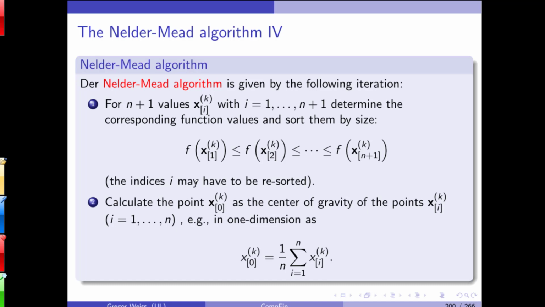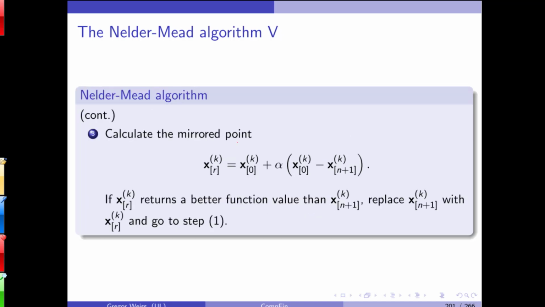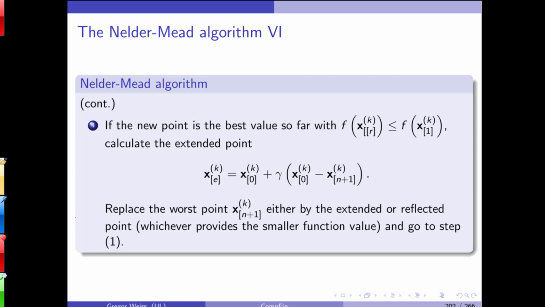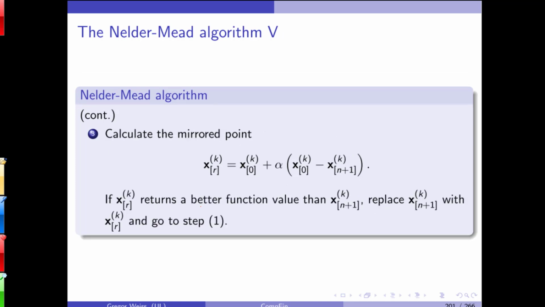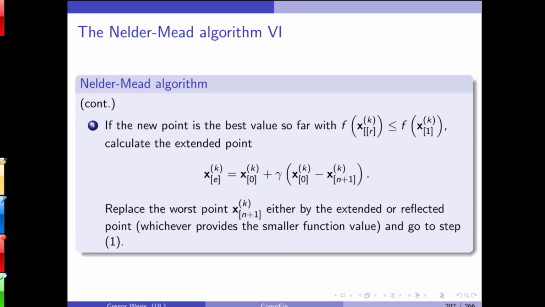Take the set of solutions, identify and sort the set of solutions according to which solution gives you the best and the worst result, eliminate the worst result, construct the new point, insert it into the vector, repeat, repeat, repeat, and then fine-tune it. As you can see, calculate the point as a center of gravity in one dimension, calculate the mirrored point. If it returns a better function value, then do this, otherwise repeat. If the new point is the best value so far, it is a tuned algorithm.